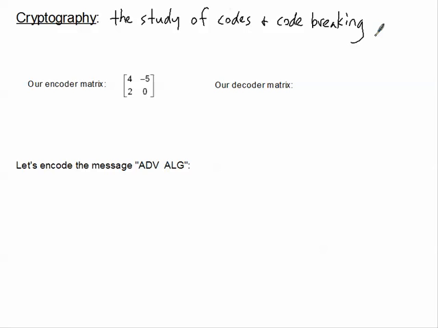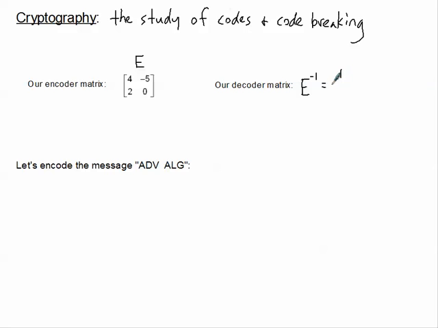I am going to just choose a random 2 by 2 matrix right here, and I'm going to call this the encoder matrix. In fact, I'll go ahead and call it matrix E for encoder. What we need to do is use that to find our decoder matrix. To find our decoder matrix, we're simply going to take the inverse of this encoder matrix. So since our decoder matrix is an inverse, I'm going to use the symbol for inverse.